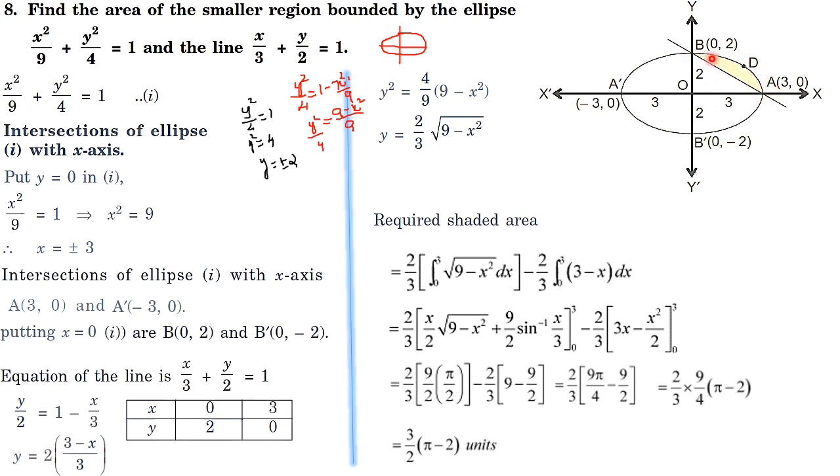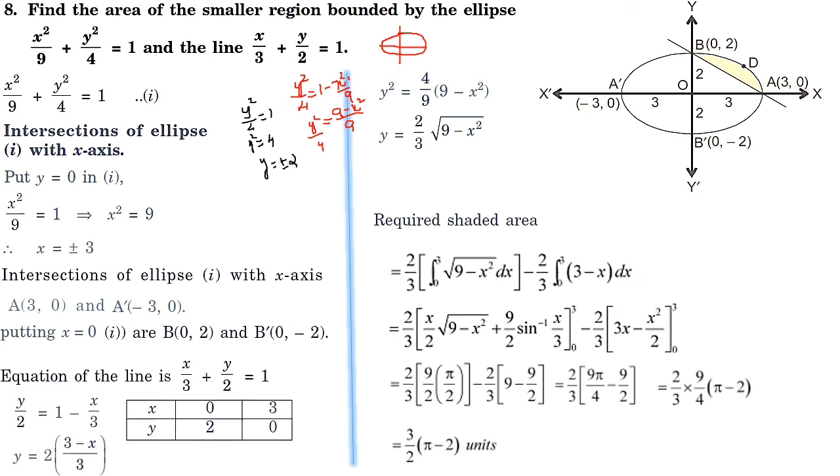So y dx, y is what? Root of 9 minus x square dx, minus area under the straight line. Area under the straight line means the limit is the same, 0 to 3. Integral 0 to 3, area under the straight line. The straight line we have calculated here. This is the one. Y is equal to 2 by 3 into 3 minus x. 2 by 3 is a constant taken outside, 3 minus x dx.